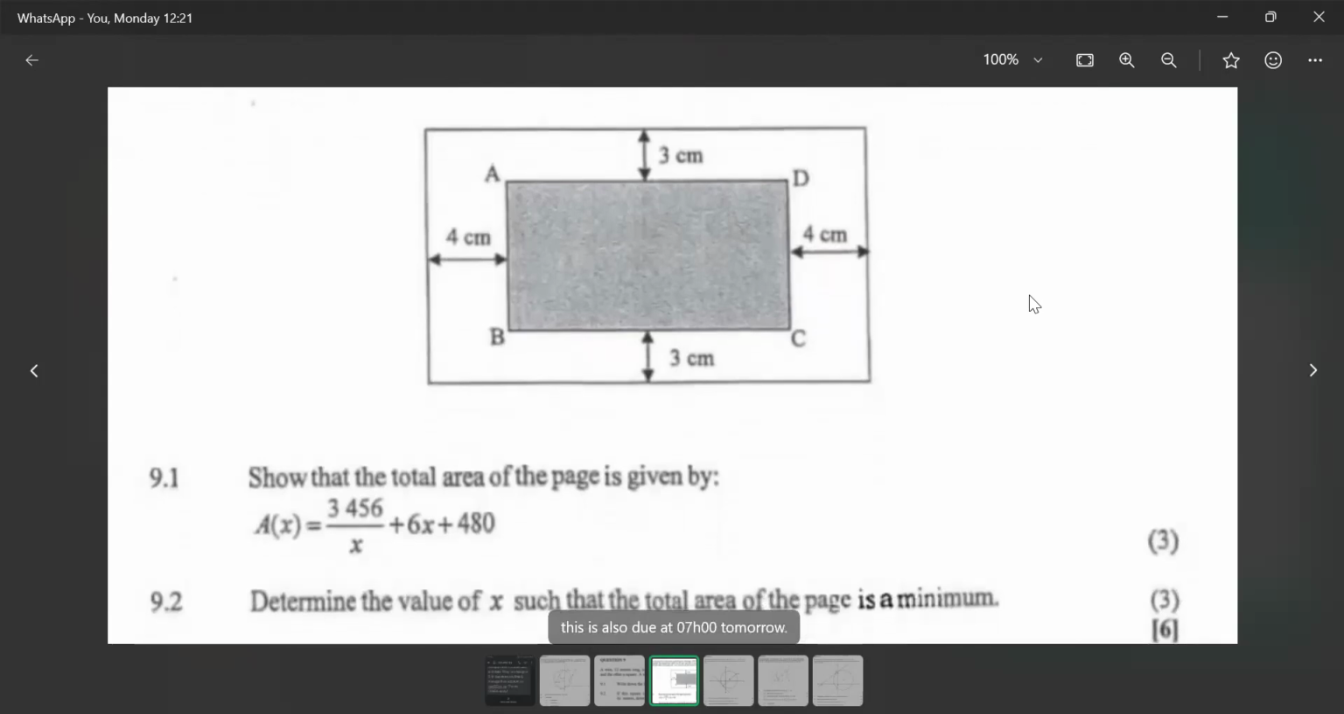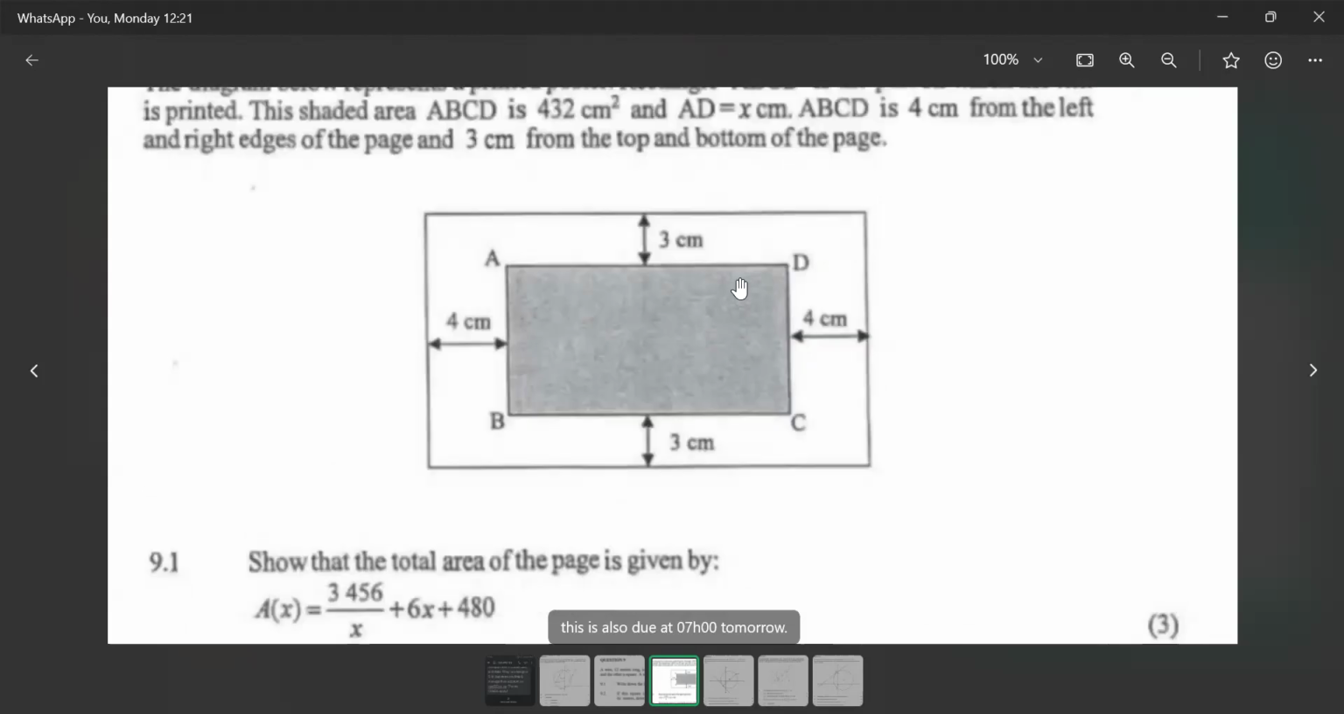And then the first question says, please show that the total area of the page is given by this function. And after you have successfully done that, please determine the value of x such that the total area is a minimum. Now, let's say for whatever reason in the exam, it was very difficult for you to do 9.1. You can afford to lose marks in 9.2 as well, because you now know that the area function is given by this. So you use that function in order to do 9.2.